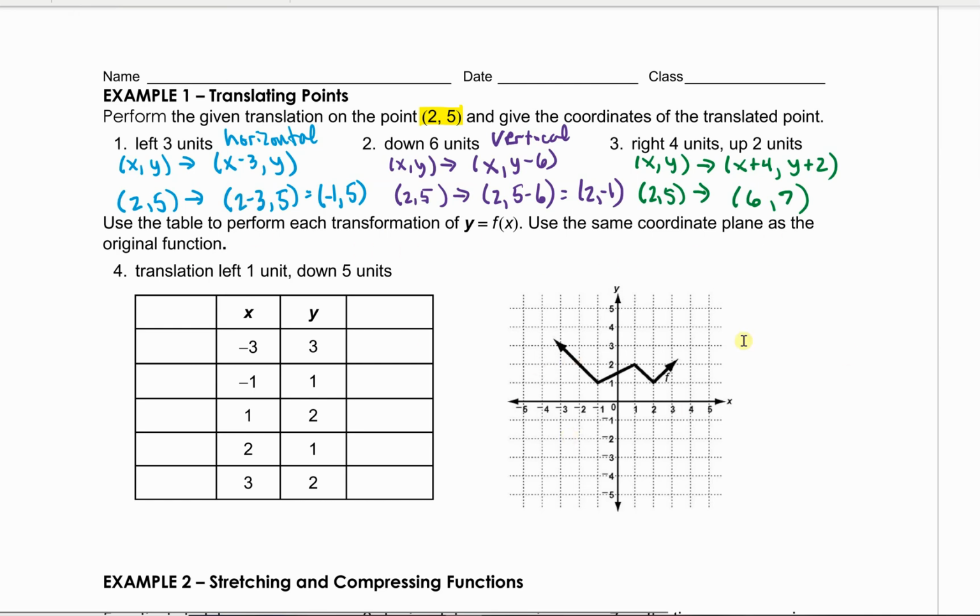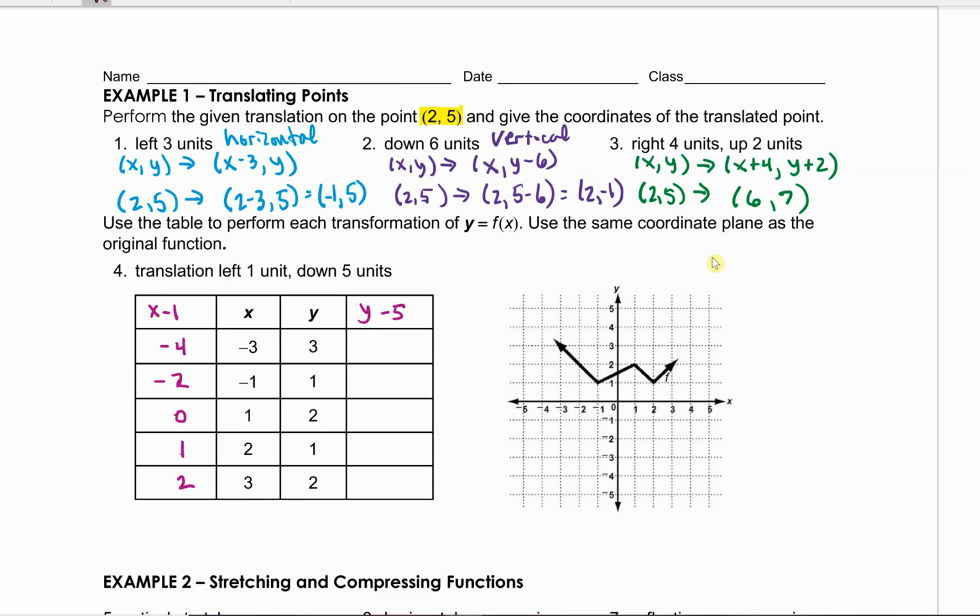All right, so here we have this function, this weird looking w. We're going to move 1 unit left and 5 units down. So 1 unit to the left means I'm going to do x minus 1. 5 units down means it's going to be y minus 5. So let's see. Negative 3 minus 1 becomes negative 4. Negative 1 minus 1 becomes negative 2. 1 minus 1 becomes 0. 2 minus 1 is 1. And 3 minus 1 is 2.